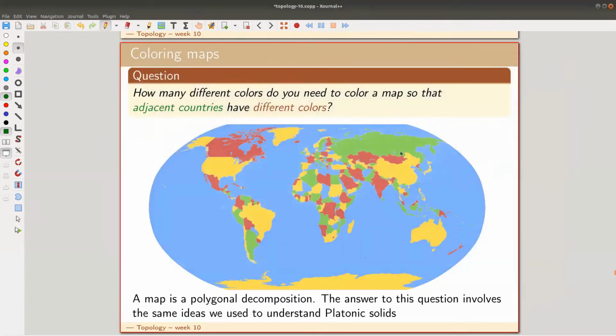Okay, so here are our 4 colors, and let's now study that more. Now that I kind of explained what we want to do, we could try to understand this using the language we already know. So the map is a polygon decomposition of S2, as I said, and so essentially this question involves the same combinatorics as we needed for Platonic solids, which is again pretty cool. It doesn't really look related to Platonic solids, but it's actually highly related. So maybe we could use the same ideas to attack this question.